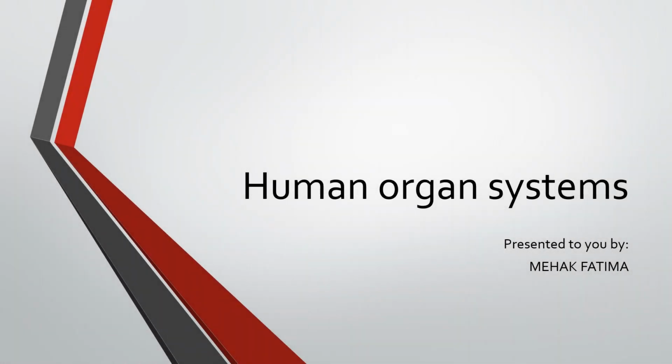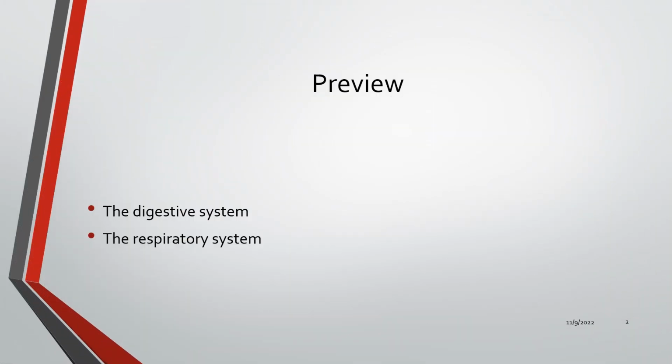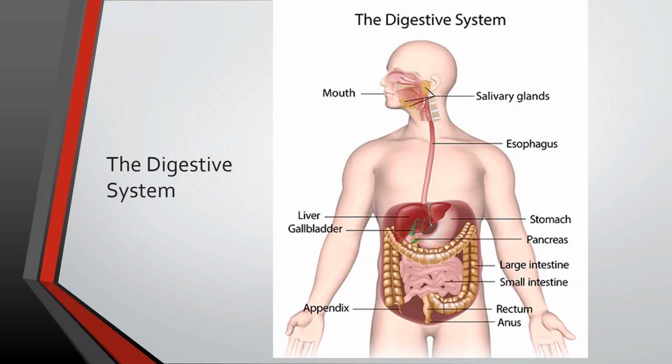Human organ systems. Today, we will learn about the digestive system and the respiratory system. The digestive system. In this picture, you can see the parts of a digestive system.